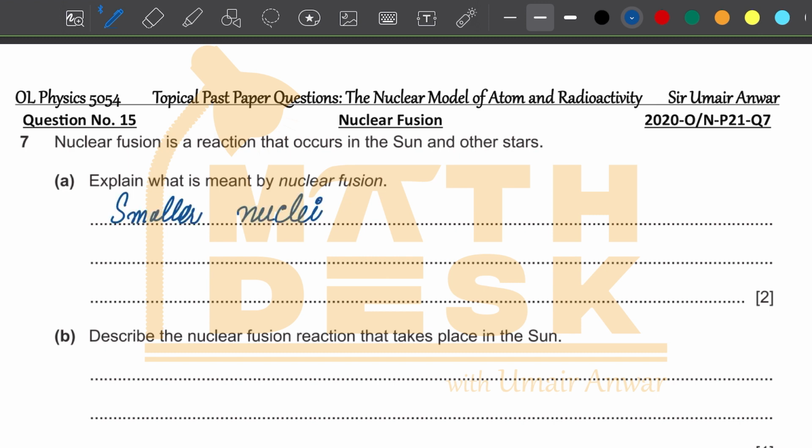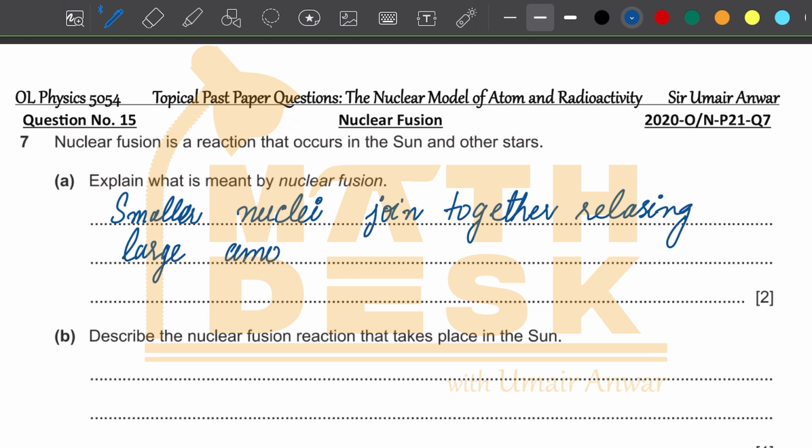So nuclear fusion is a process in which smaller nuclei join together, releasing large amounts of energy. This process is called nuclear fusion.